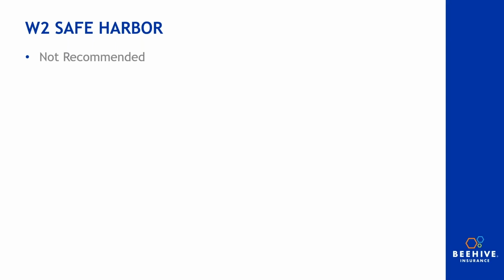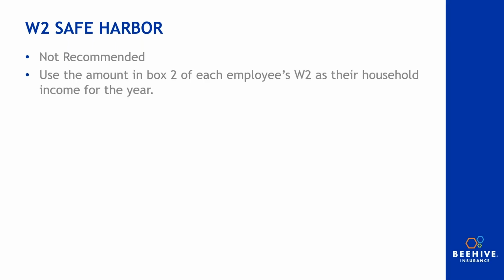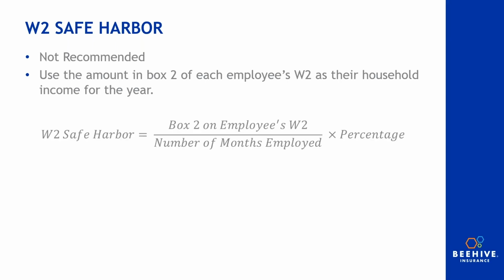The W-2 safe harbor is using the amount in box 2 of an employee's W-2 as their household income for a year. Again, remember that you're only using the W-2 you have access to, not W-2s from outside employers or anything like that. You're only using one W-2. The way it is calculated is you take the amount in box 2, you divide by the number of months employed, and then multiply by the percentage.